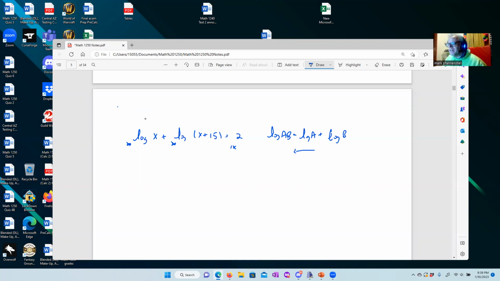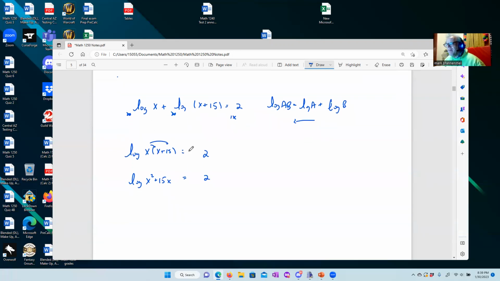So the first thing we're going to do is say this is the log of x times x plus 15 equals 2. Now we're just going to multiply this out. We have log of x squared plus 15x, because it's got to visit both of these, equals 2. Now, we have at most one thing inside of a logarithm on each side.